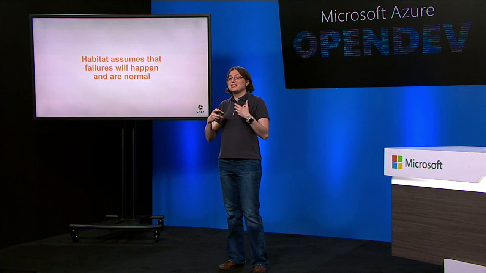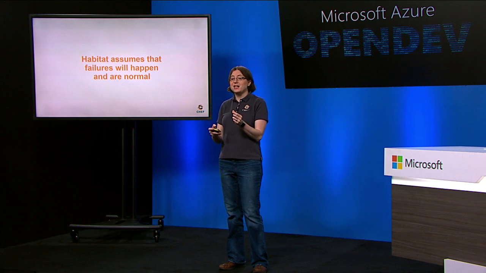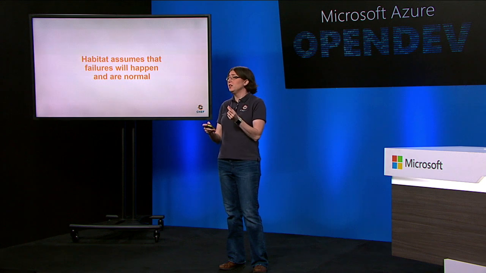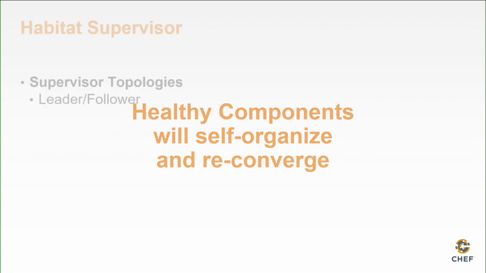What this illustrates is that Habitat assumes that failures will happen and that they are normal. We don't try to anticipate every edge case in the beginning because, frankly, we just can't. There will always be something unforeseen that happens somewhere in an application's lifecycle. The remaining healthy components have the intelligence to self-organize and reconverge on their own. There's no central coordinator that reorganizes and reconverges them. Again, they have the intelligence to do this by themselves.